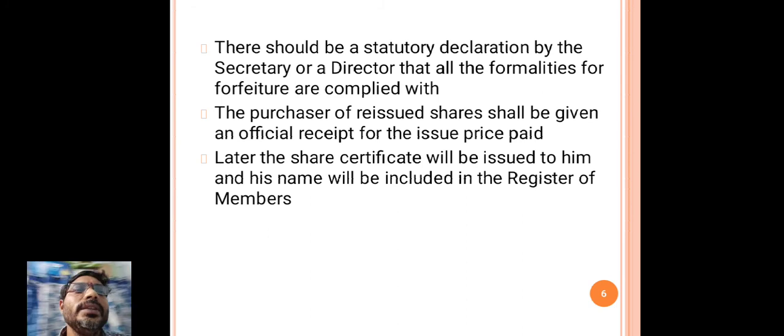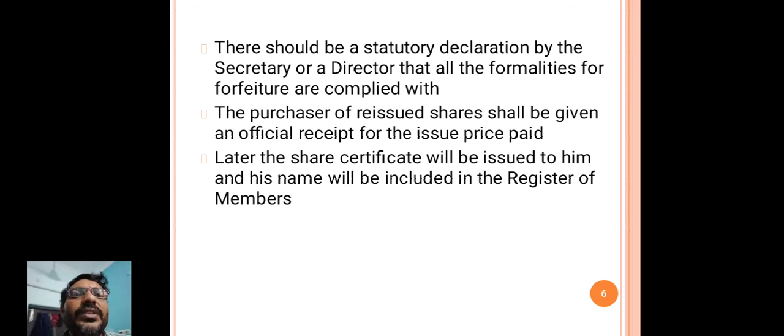So here there should be a statutory declaration by the secretary or director that all the formalities needed for the forfeiture of shares are completed or complied with. A statutory declaration is mandatory.